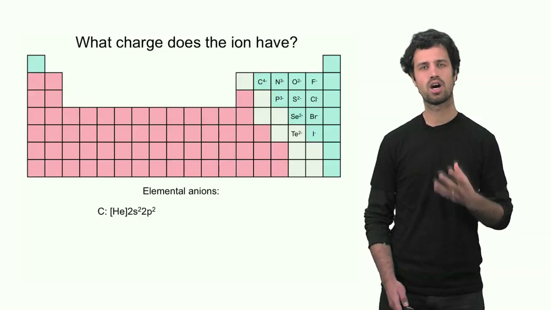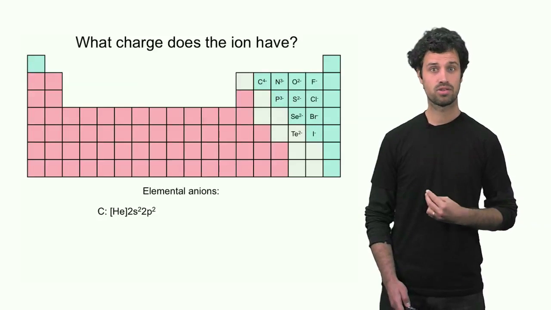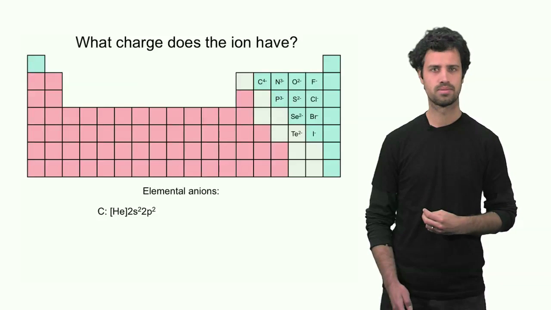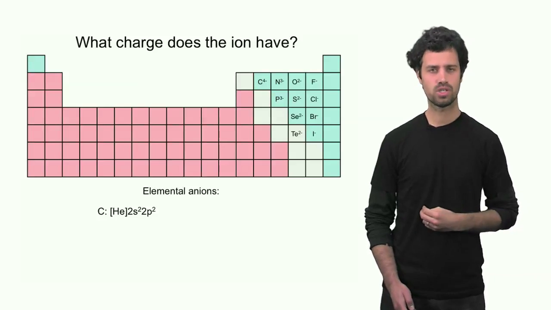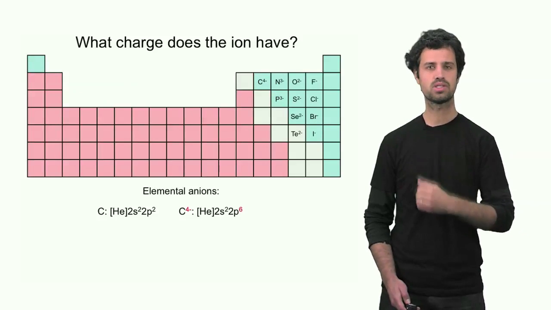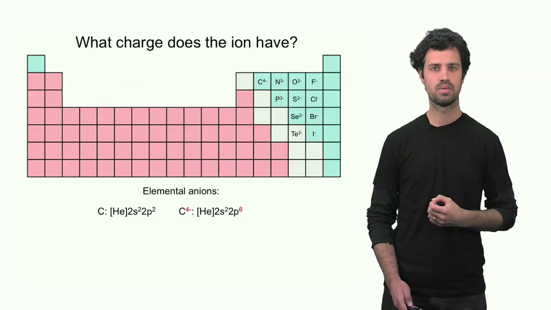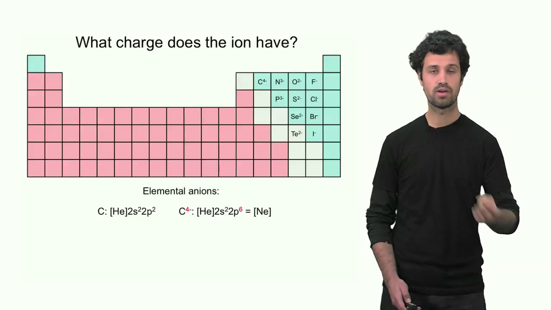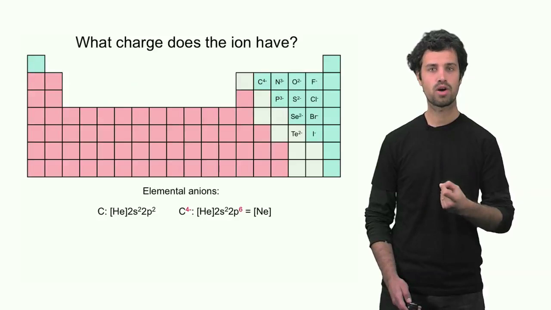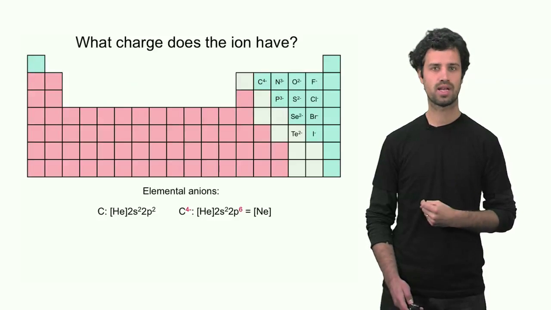Let's first look at carbon. The last two electrons in the electron configuration of carbon are in a 2p subshell. Now, if I add 4 more electrons to it, that means that I'm filling up the 2p subshell. I am actually creating a closed shell arrangement, which is the same closed shell arrangement as the one for neon. In the process, I've generated a carbide ion, C4-. 4 extra electrons were added.